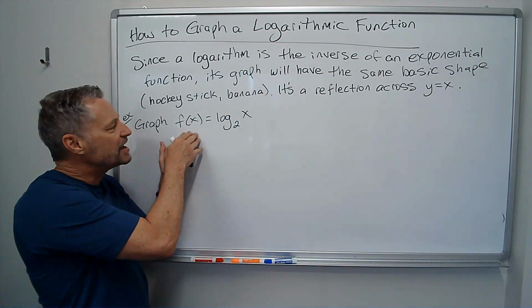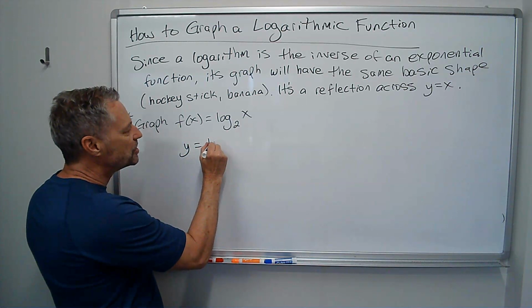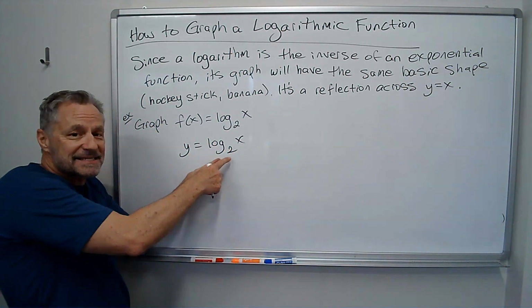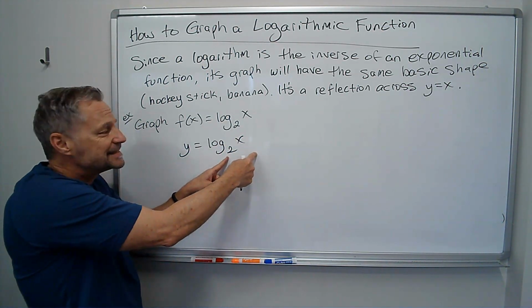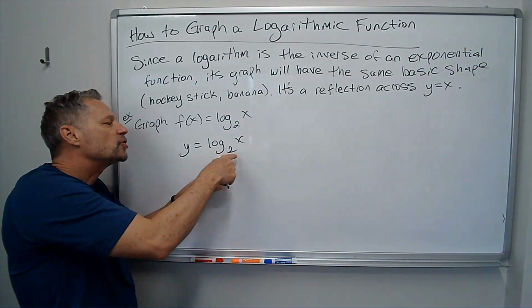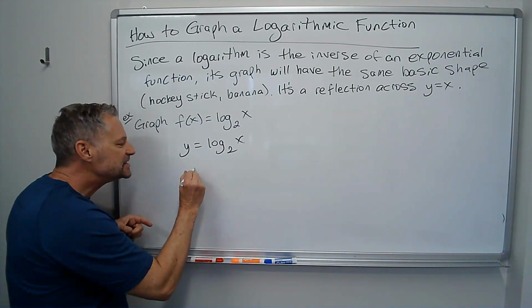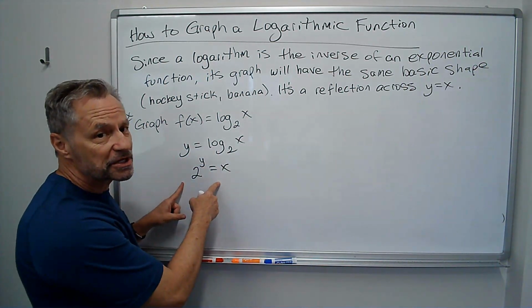They want us to graph f of x equals log base 2 of x. Well, remember that's y equals log base 2 of x. But from logarithms, what this means is 2 to some power is x. Well, that power is y. So we can change this from log form to exponential form by saying 2 to the y is equal to x. And now I can just plot some points.